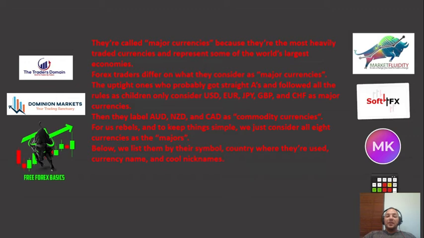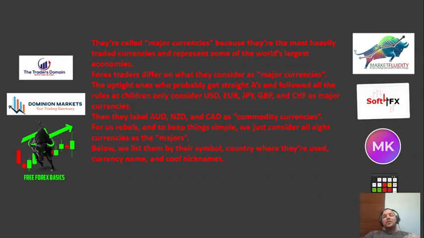Forex traders differ on what they consider as major currencies. The uptight ones who probably got straight A's and followed all the rules as children only consider United States dollar, the euro, the Japanese yen, the Great British pound, and CHF, the Swiss franc, as major currencies. They then label AUD, which is the Australian dollar, NZD, New Zealand dollar, and CAD, Canadian dollar, as commodity currencies. For us rebels, and to keep things simple, we just consider all 8 currencies as the majors.